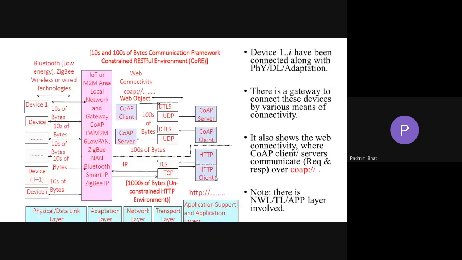There is a network layer, transport layer or application layer involved here. In our Constrained Application Protocol, you can subdivide those into these three: network layer, transport layer and application layer. So this is trying to relate our constrained and unconstrained protocols.